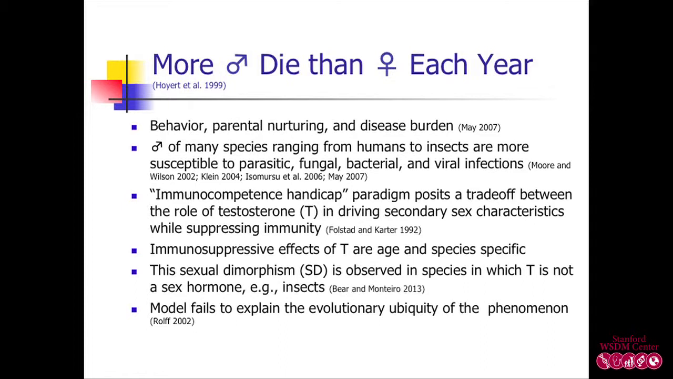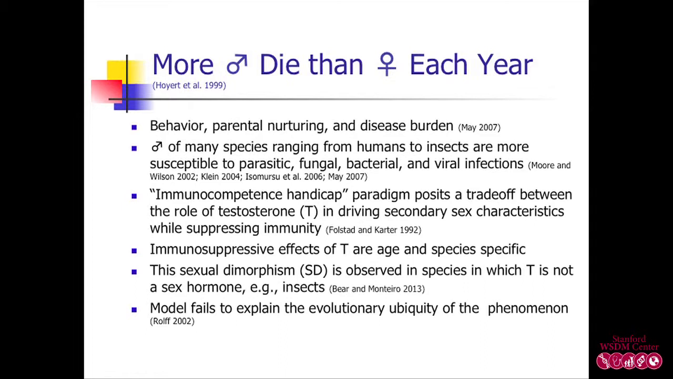And the primary hypothesis which has been put forth to account for this is called the immunocompetence handicap paradigm, which posits a trade-off between the role of testosterone in driving secondary sex characteristics and suppressing the immune response. However, it's very clear, again, if you look at this evolutionarily, that the immunosuppressive effects of testosterone are age and species specific. What you see in human males is very age dependent and will be very different in terms of age dependency in different species.